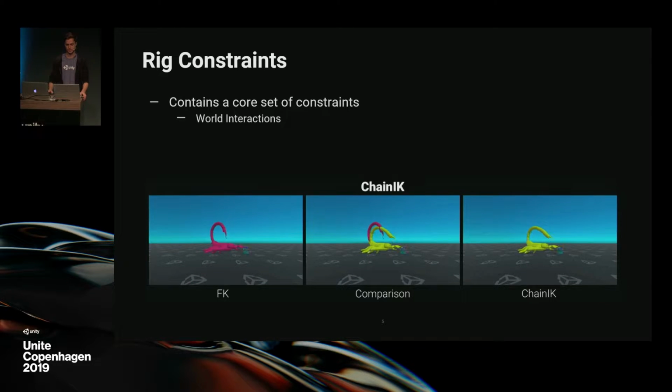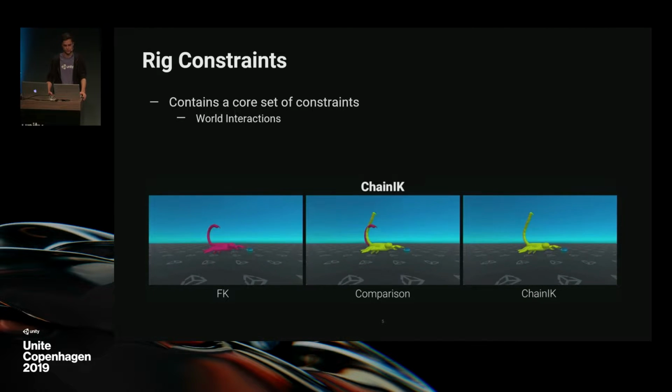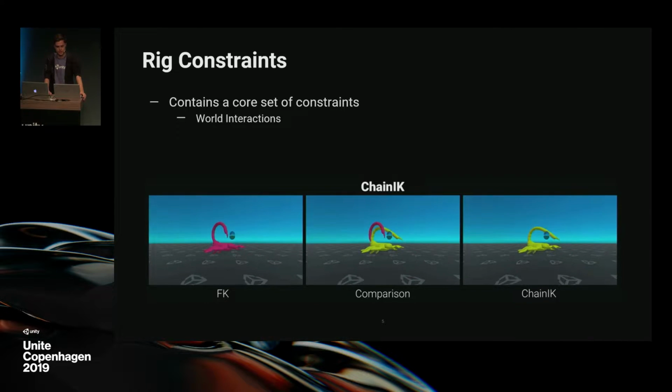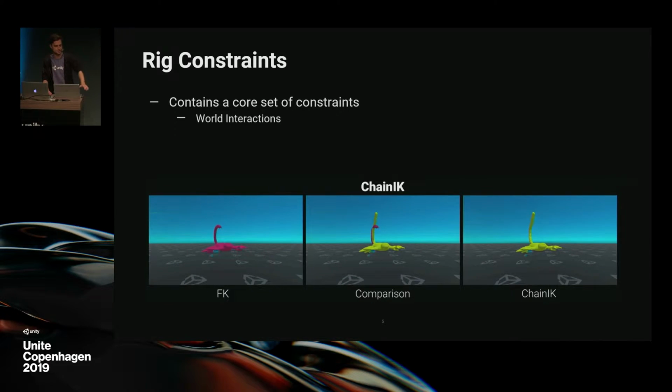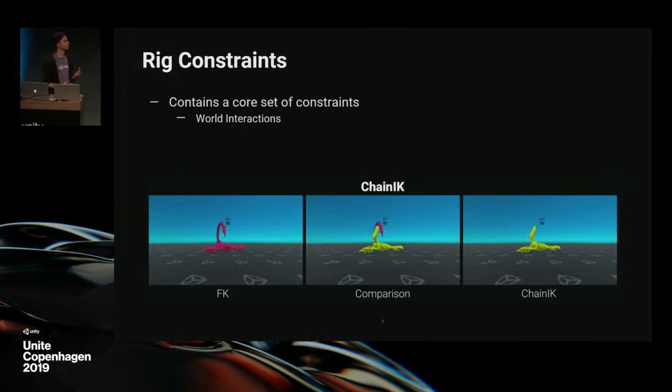Inside the package, we have 3 types of constraints. The first type of constraint I would like to point out is world interaction. This type of constraint generally contains some form of inverse kinematics and is great to make your character interact with the game world. It looks much better when your hands actually touch the surface of the table instead of penetrating through it.